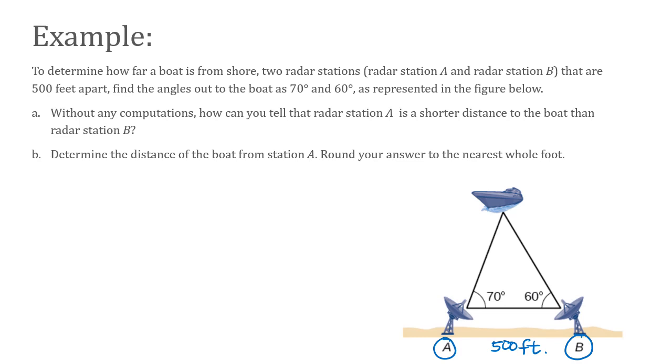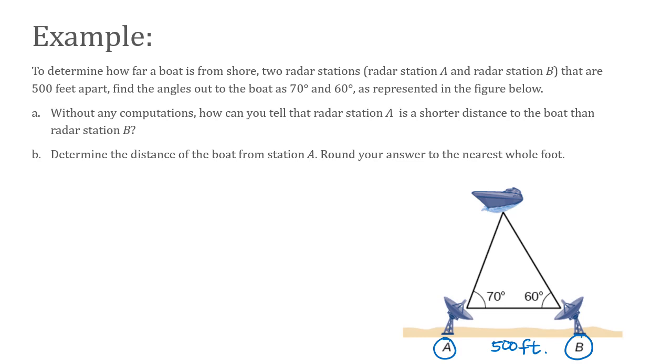in the figure below. Part A. Without any computations, how can you tell that radar station A is a shorter distance to the boat than radar station B? Okay, so let's take a look here. Radar station A and radar station B. So let's label the sides across from those radar stations.